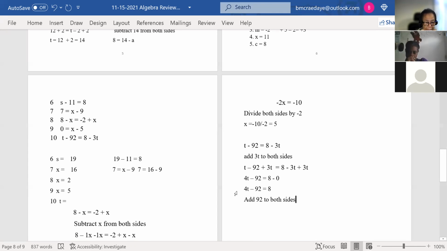So if you add 92 to both sides, let's just do that. Add the 92 on the left. That's plus 92. And add the 92 on the right. So, Maureen, what do you get on the left side? What's 4t minus 92 plus 92? What is that equal to right here?